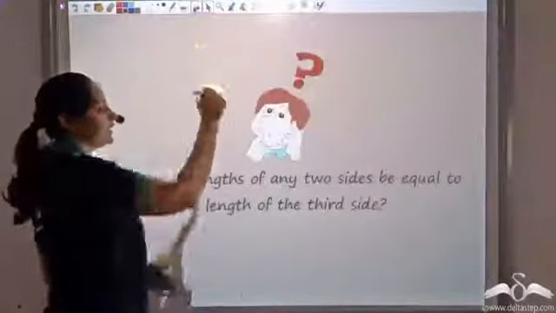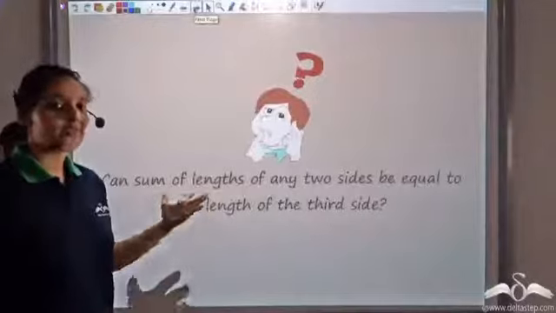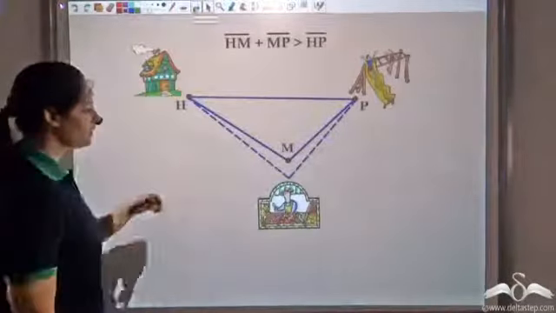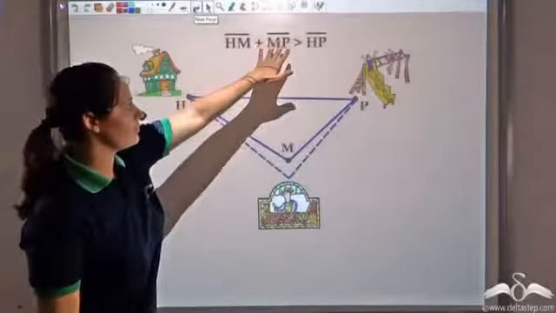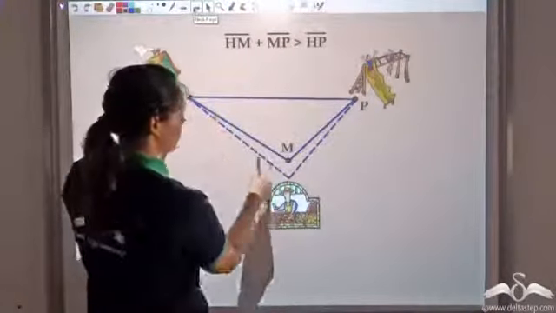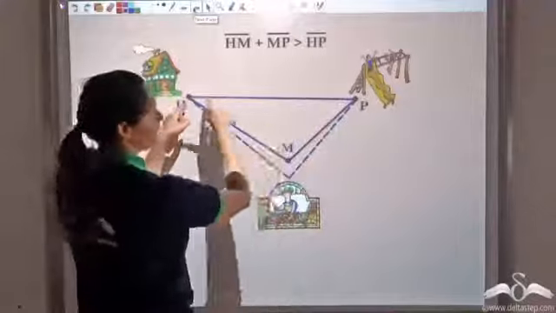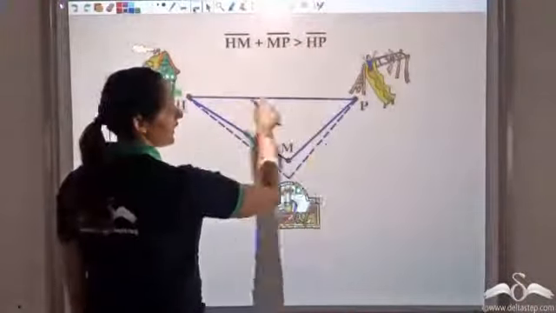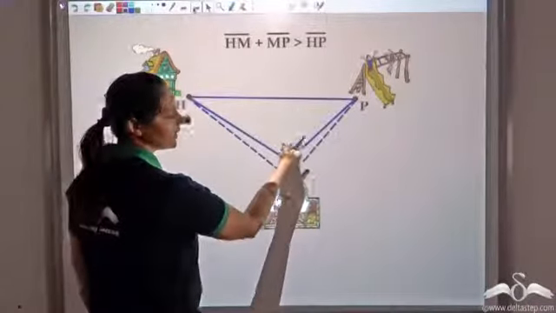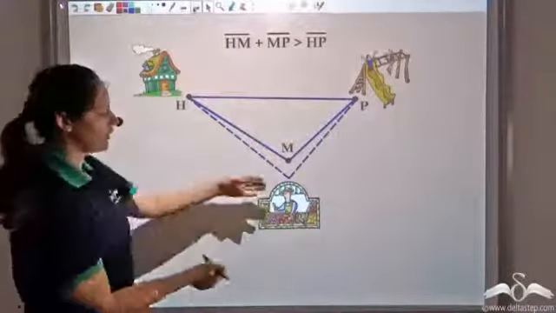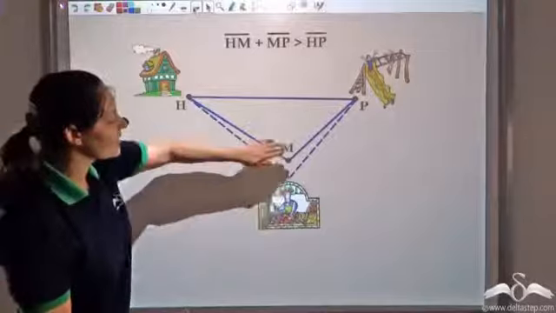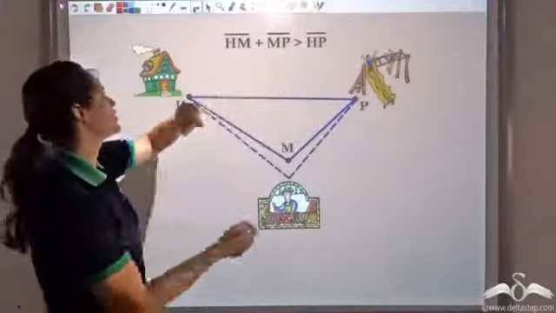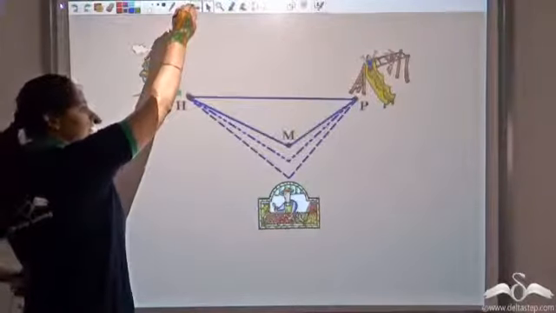Can these sides be equal? Can the sum of two sides be equal to the third side? Let's see this. We have HM plus MP is greater than HP. So when would HM plus MP be equal to HP? As soon as I start decreasing my M. So let's do that. What I'll do is I'll start decreasing my M such that HM plus MP becomes equal to HP. So let me decrease this M.